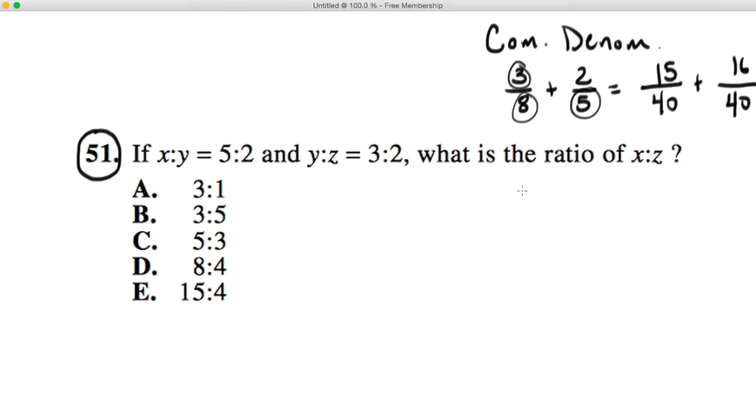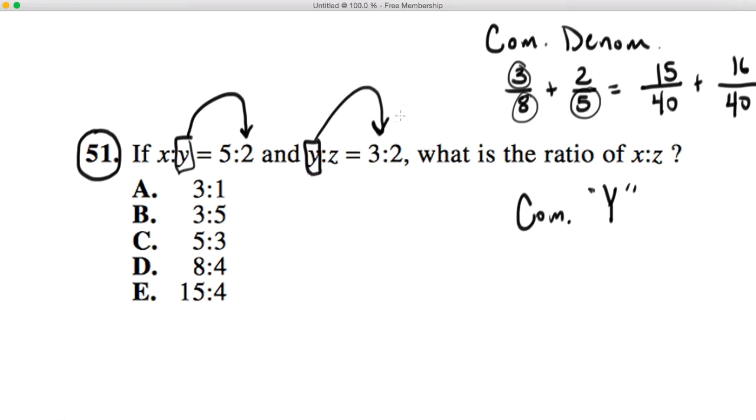A common y is the same idea. Let's get a common y. Y in this case is 2. Y in this other scenario is 3. Let's make y equal 6. So for instance, if we have x to y is 5 to 2, when we want to make the y 6, we can multiply both the x and y by 3: 15 to 6.